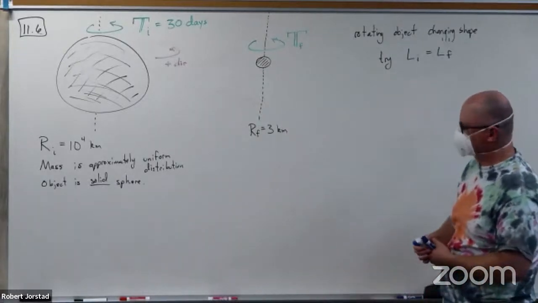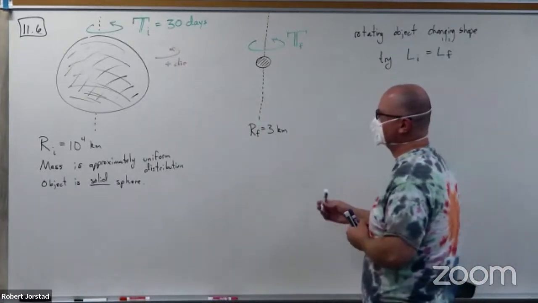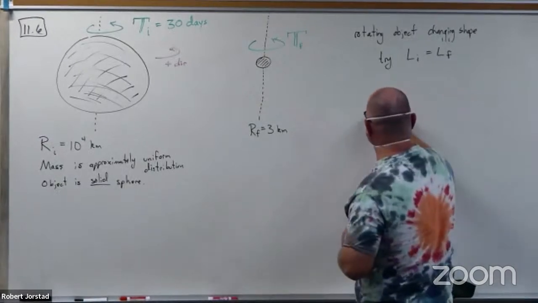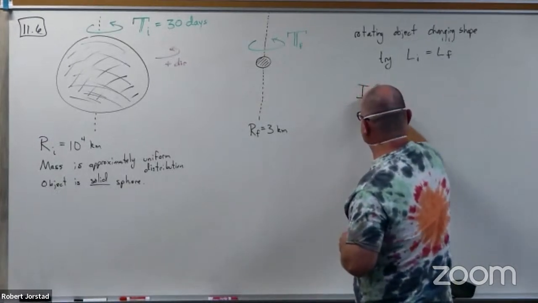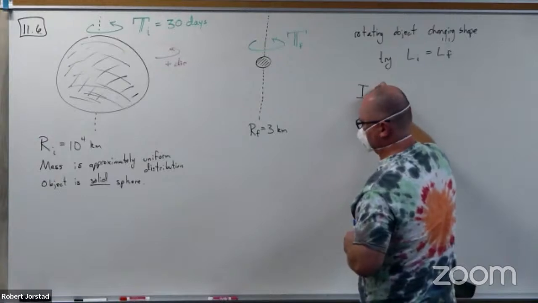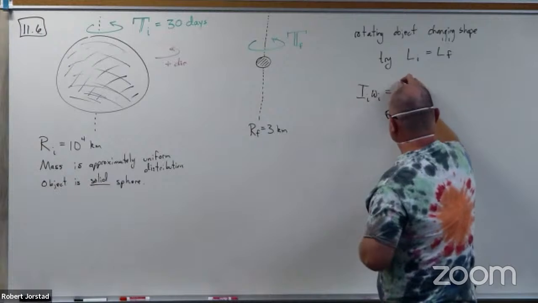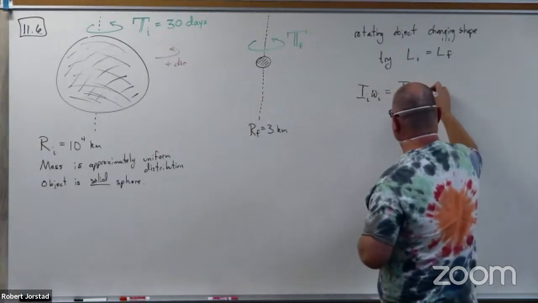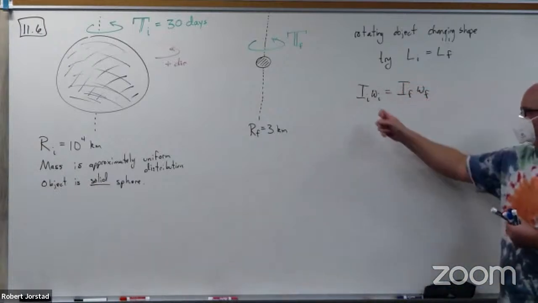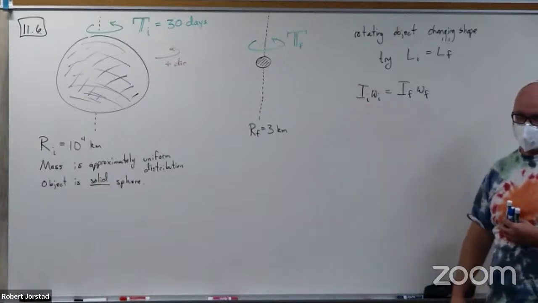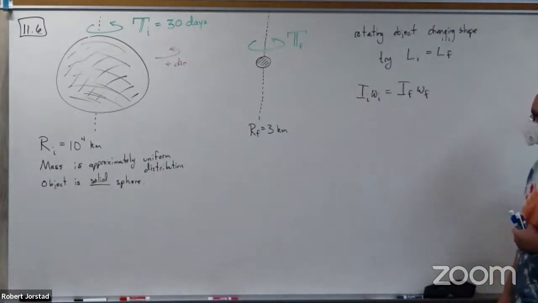Okay. In this case, I only have one object rotating, so I'm going to use I initial omega initial equals I final omega final. So notice the moment of inertia is still going to change, and I'm going to account for that this way. All right.